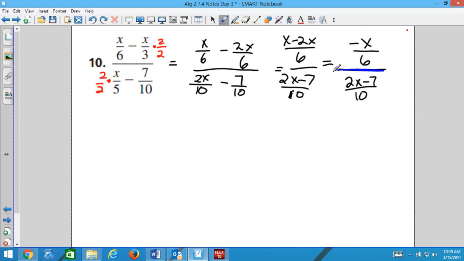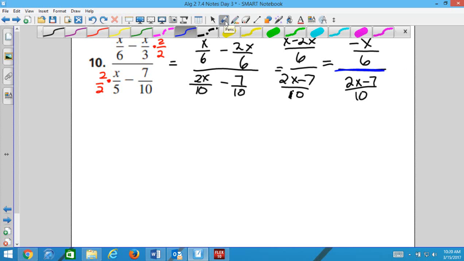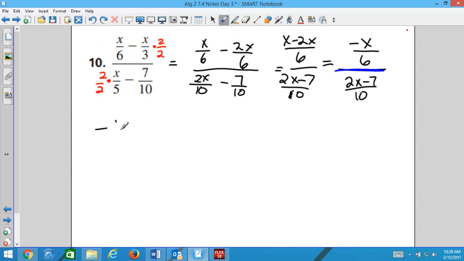So once you get to that spot, we have one fraction over one fraction. So you're going to take your top fraction, divide by the bottom one, by multiplying by its reciprocal.